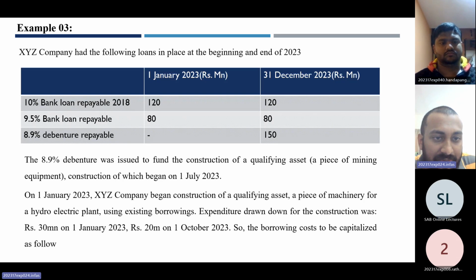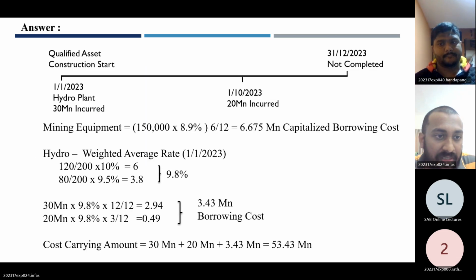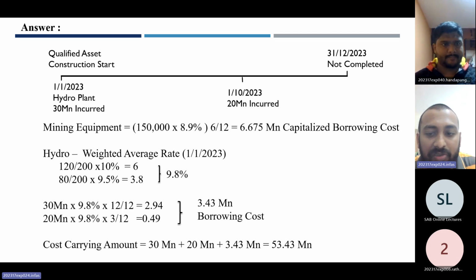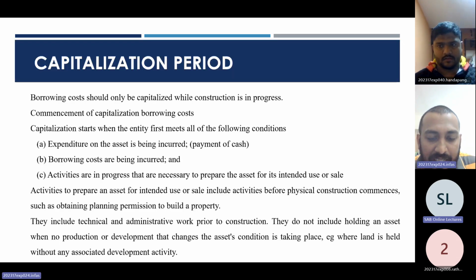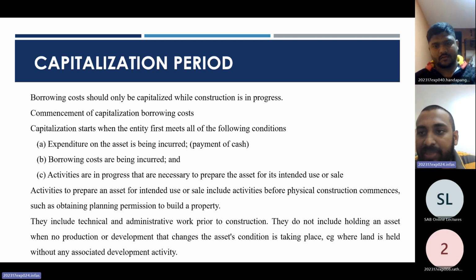30 million first, 30 million, and 20 million, and after weighting, this one, 3.2 million will be the borrowing cost. Then the total capitalization cost will be 53.43 million. From the next slide, Dan will be continuing.